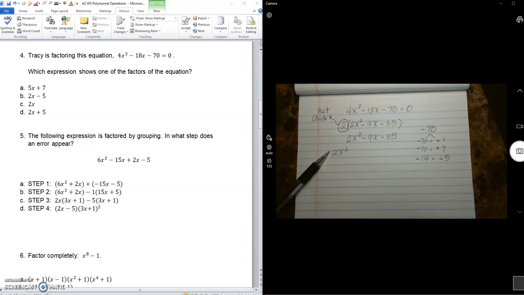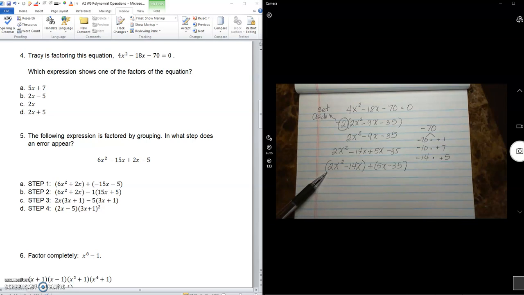So we're now going to go to the next step, which is rewriting our expression. So rewrite the first term. Instead of negative 9x, we're going to do negative 14x and then here plus 5x. And then rewrite negative 35. Okay, now let's start grouping these two together and then this is another group. Okay, now let's perform greatest common factoring to both of them.